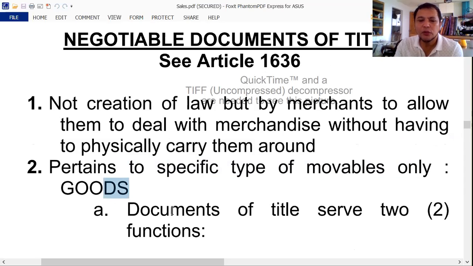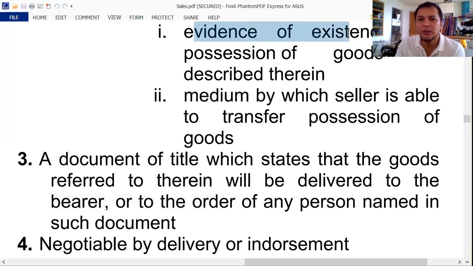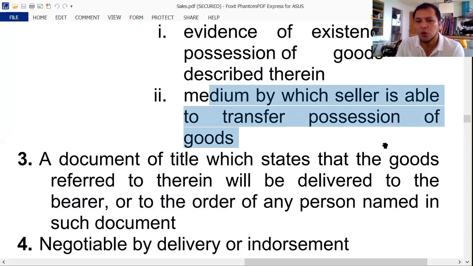For goods, the documents of title serve two functions. What are these functions? First, as evidence of existence and possession of the goods, which are described in the warehouse receipt or in the document. Then, as a medium by which the seller is able to transfer possession of the goods to any buyer or to any person.